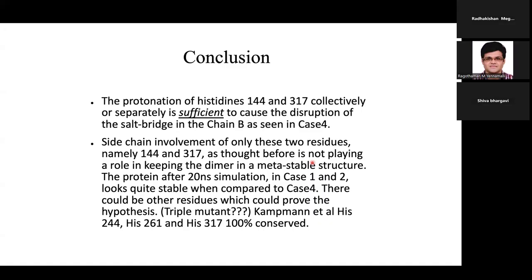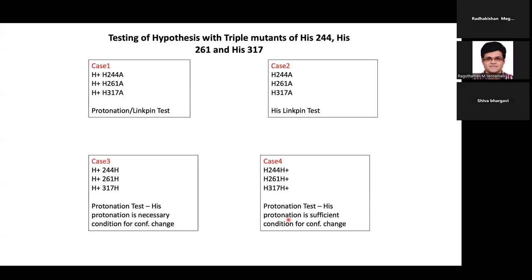Then we thought, okay, Campman et al., which is also my colleague Thorsten, what he did was with a triple mutant. So he showed three histidine residues are 100% conserved. We also saw four histidine residues are 100% conserved. So do we want to try this with three mutants and three histidines? So we ended up doing that. So again, four different cases, having a necessary condition and a sufficient condition.